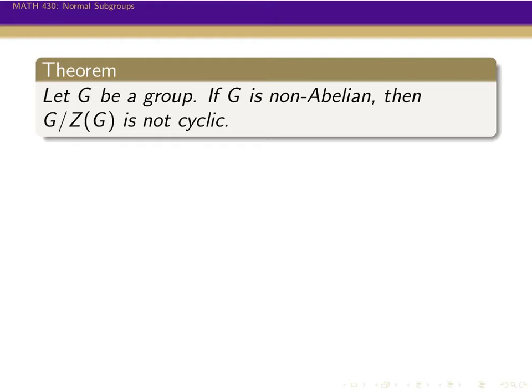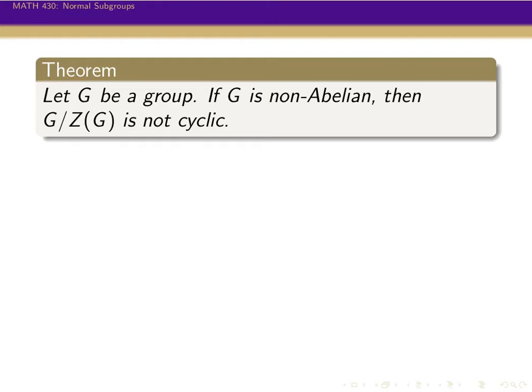Okay, so our next theorem: let G be a group. If G is non-abelian, then if you take G and mod out by its center, so remember we saw before that the center is always a normal subgroup, G mod Z of G is always going to be a quotient group, but this quotient group can't be cyclic if G is non-abelian. It's kind of interesting to phrase it this way.